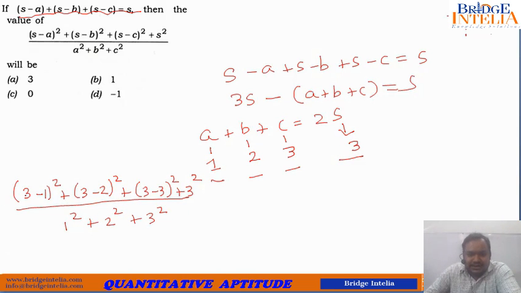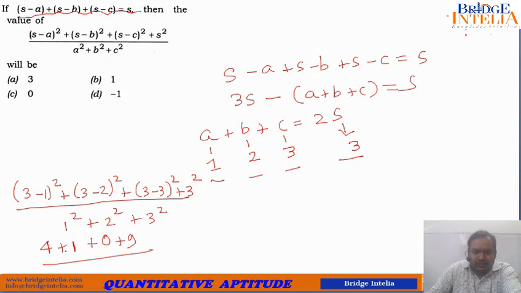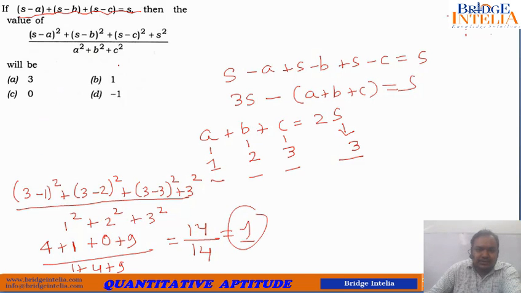So let's see what the answer comes out to be. 3 minus 1 is equal to 2. So 2 square is 4. So 3 minus 2 is equal to 1. So 1 square is equal to 1. So 4 plus 1 plus 0 plus 9, whole divided by 1 plus 4 plus 9. So this is 14 divided by 14. So the answer is 1. So this is the correct answer. Let's move further.